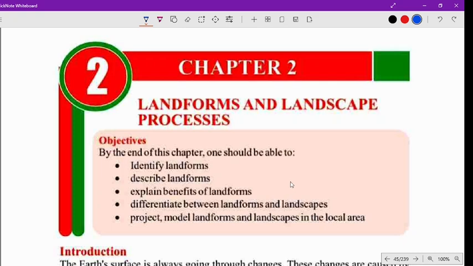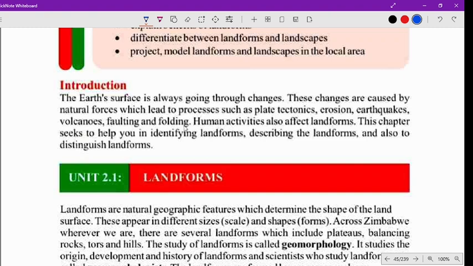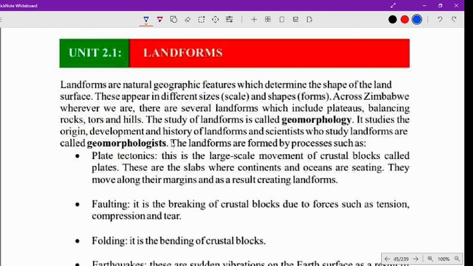Today we are going to be on the second chapter in our Geography Form 1 lessons. We are going to be looking at landforms and landscape processes. The Earth's surface is always going through some changes. These changes are caused by natural forces which can lead to processes such as plate tectonics, erosion, earthquakes, volcanoes, faulting and folding. But human activities also affect landforms. In this chapter, we are going to be identifying these landforms, describing them, and also distinguishing the landforms.